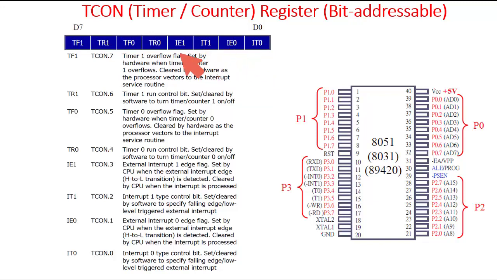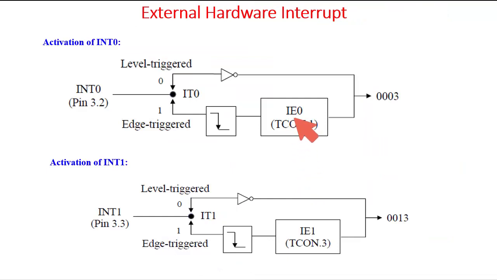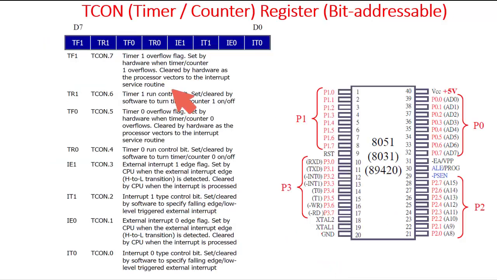Next, IE0 and IE1. What is IE0? IE0 is the external interrupt 0 edge flag. This is set by the CPU when an external interrupt edge is detected. I have already shown it here. This is IE0 and IE1. When a falling edge is detected at INT0, the IE0 flag will automatically become logic high. When a falling edge is detected at INT1, IE1 will become logic high, or logic 1. So this is IE0 and IE1.